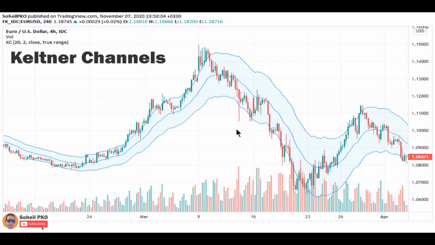For example, if the price is moving higher and higher but not touching the upper band, your channels are too wide and you must decrease the multiplier. Or if it often touches the lower band while in an uptrend, your channel is too tight and you should increase the multiplier.